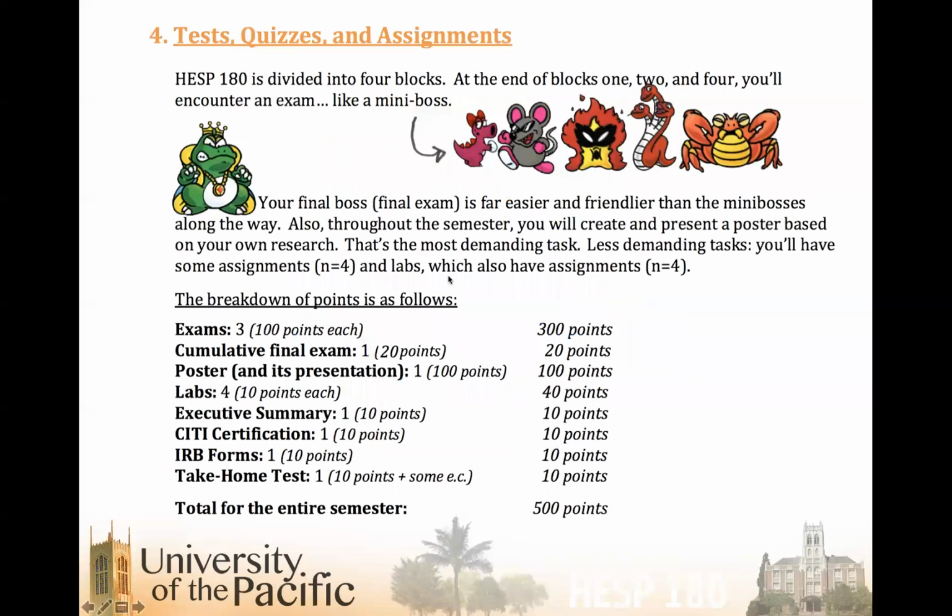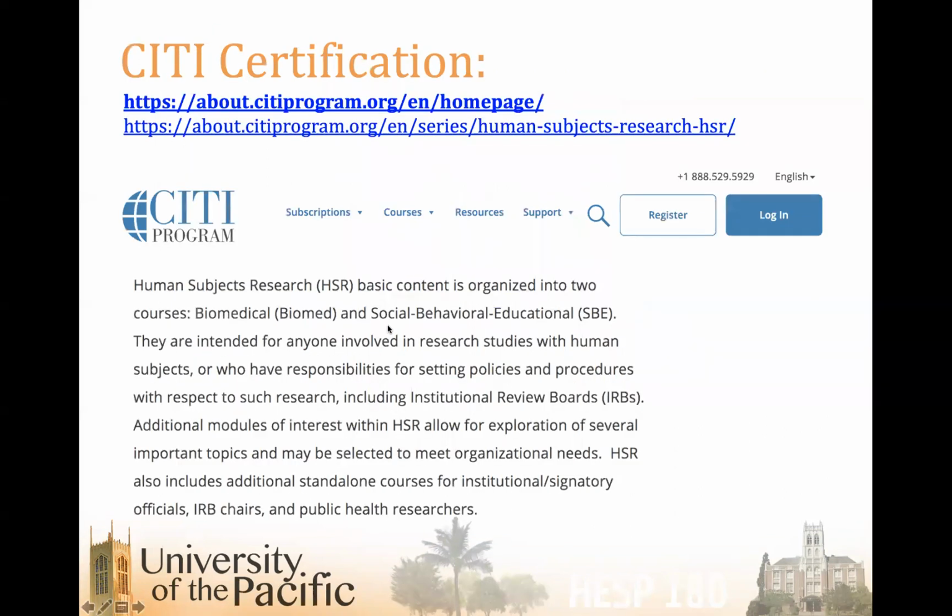Just remember, we are not very far into the semester. We've done one exam so far, so we have 100 points. We're 20% of the way in, right? So we have 100 out of 500 points.